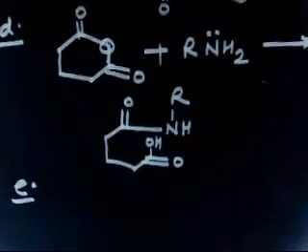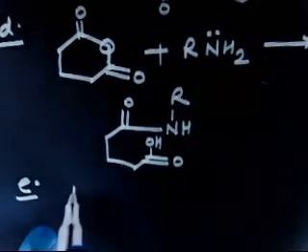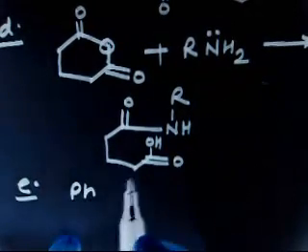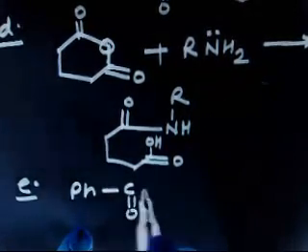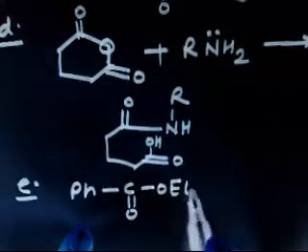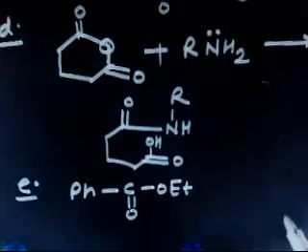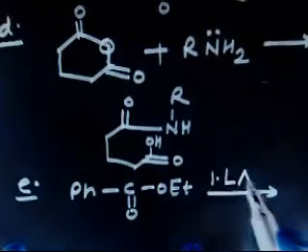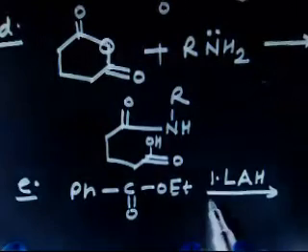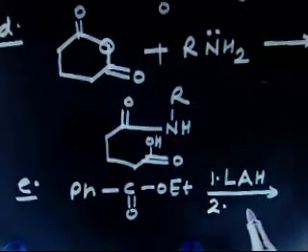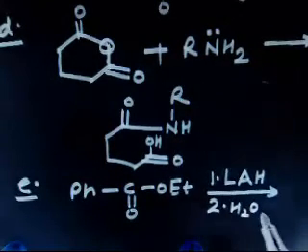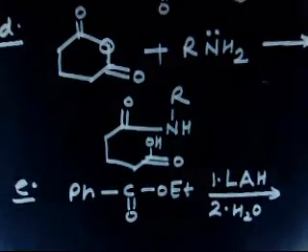Now let us discuss part E. So we have something like this. Again we have an ester, Ph COOEt, and if this reacts with lithium aluminum hydride, LiAlH4, which can also be written as LAH, and in the next step I do acidification, for which I simply take H2O, let us write down the product.